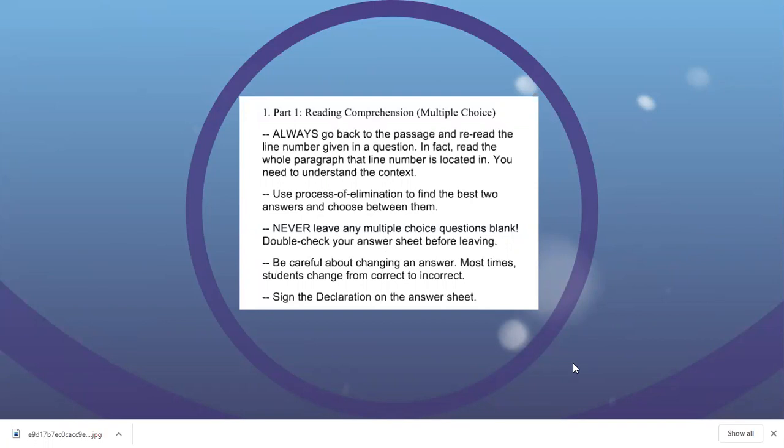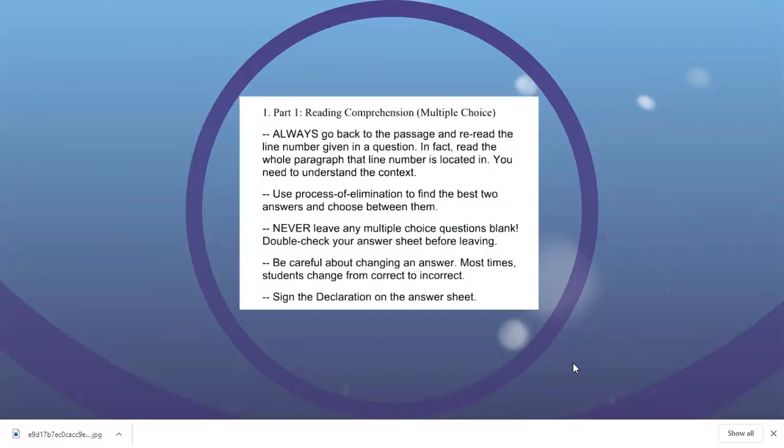Okay, there's merit in that, but there's also merit in quick reading the text, going to the number, and reading the paragraph that it's in. So if you come up with 2 answers, use the process of elimination to choose between them. Never leave a multiple choice question blank. And you should always double check your answers before leaving the test.